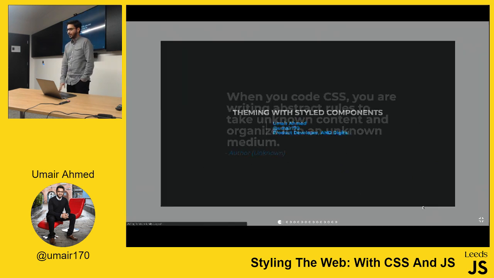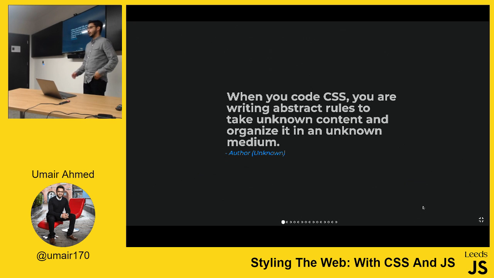Right, so we're going to start off with the code. Everybody knows how CSS works, I'm guessing, hopefully. When you code with CSS, you're writing abstract rules to take unknown content and organize it into an unknown medium. Essentially, you're talking to an API which sends you some sort of data, and you're trying to arrange it into a web page, right? Most of the time we don't know what the API is going to send us, what kind of content, how long it's going to be. That stuff is hard. Without knowing what's going to come in, you're trying to arrange something. So obviously, that's how things get complicated.